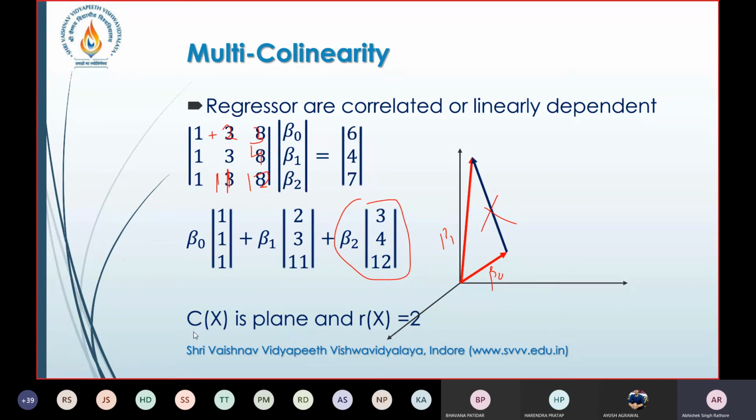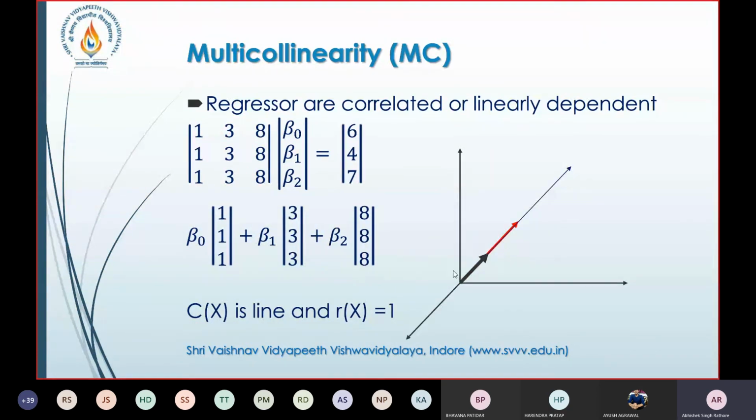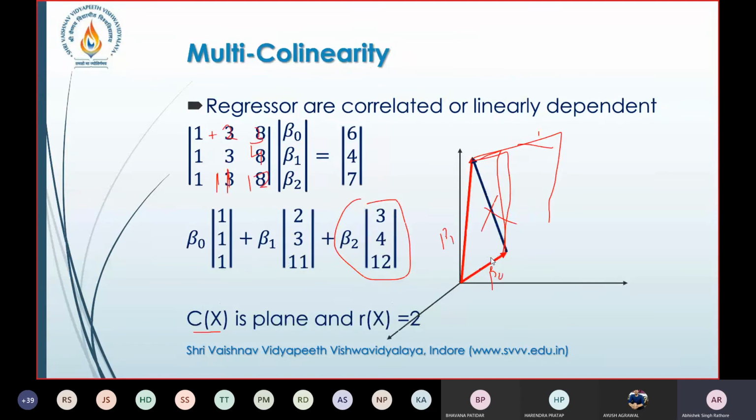So again we have a column space. What column space do I get here? I get a plane, sorry, not a line. So this is my column space, just equal to a plane. If I combine these two vectors, I get a plane, while in the previous case my column space is just a line. Now, what is the rank of the matrix here? Because I get only these two columns, the rank of the matrix is equal to 2. Again the number of columns and the rank of the matrix are not equal, so we can say that this may give rise to multicollinearity.